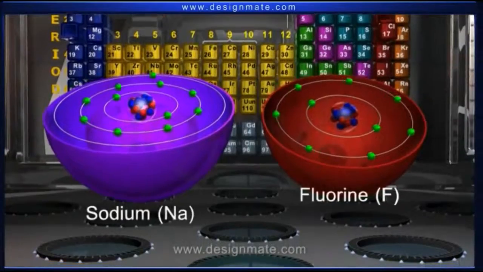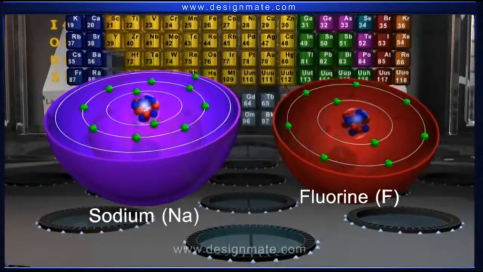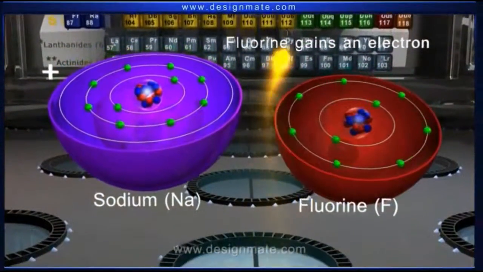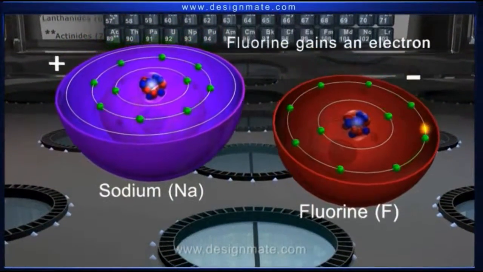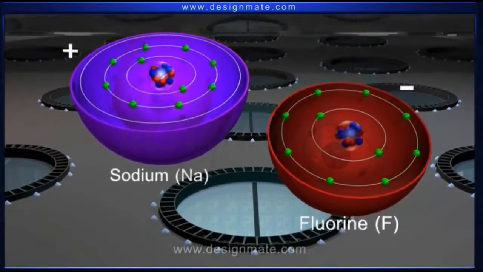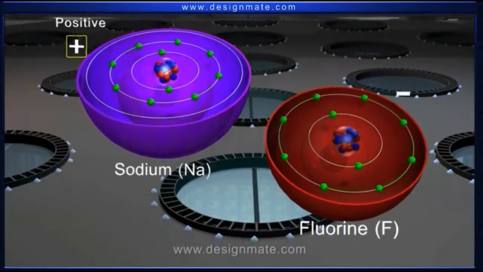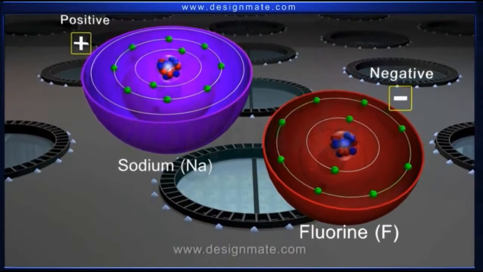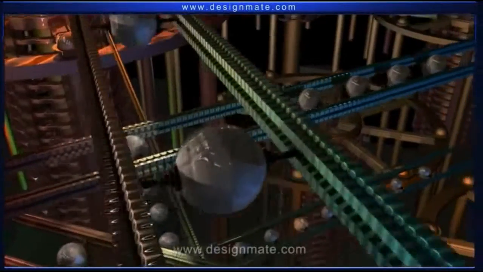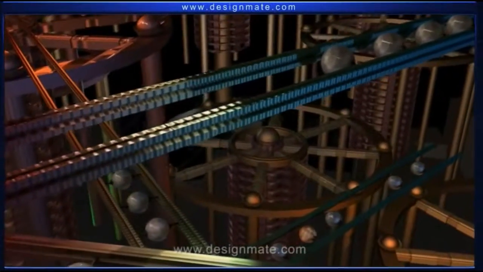It should be noted that valency of both sodium and fluorine is 1, but sodium loses an electron, while fluorine gains an electron in order to complete their octets. Hence, valency of sodium is considered to be positive, whereas that of fluorine is negative. Let us now see how the valency of ions is calculated.